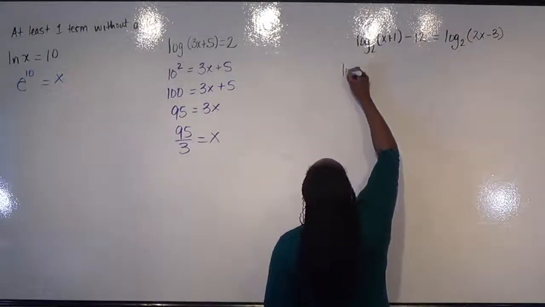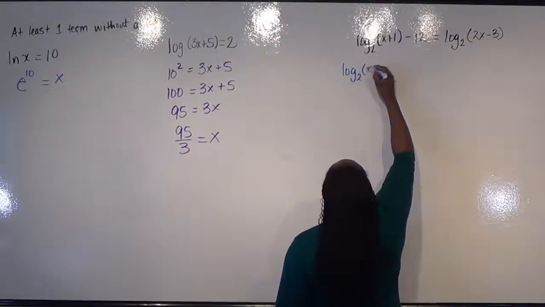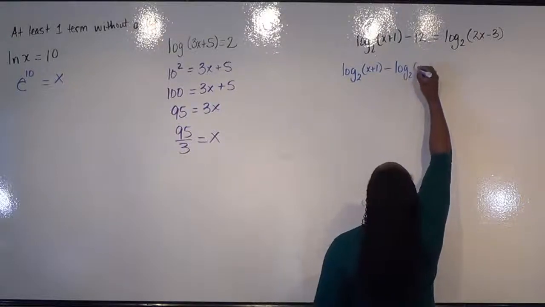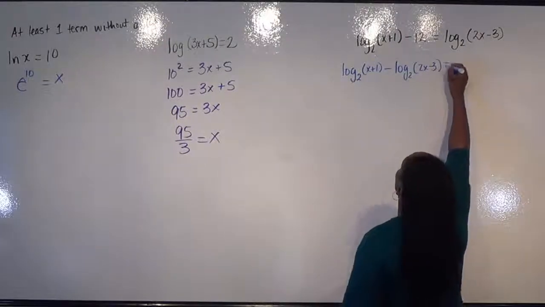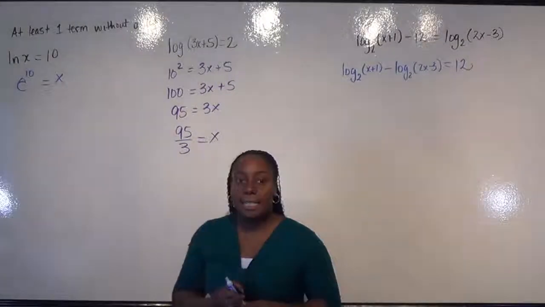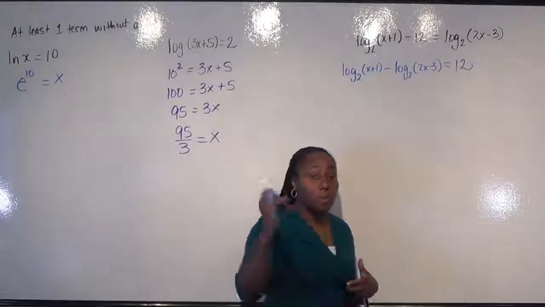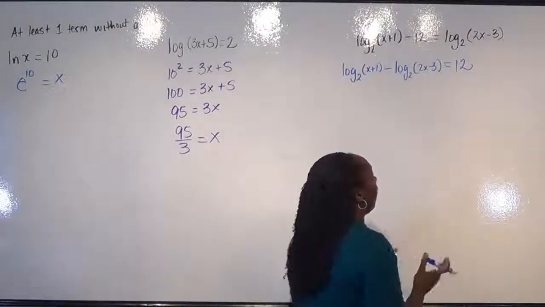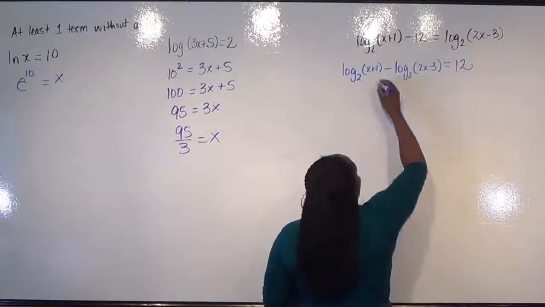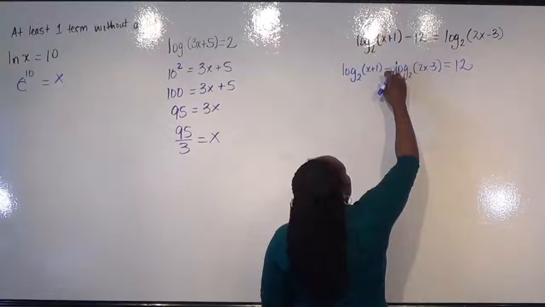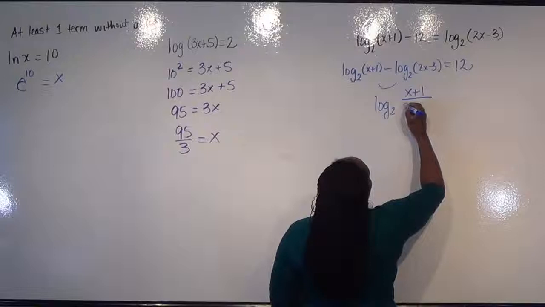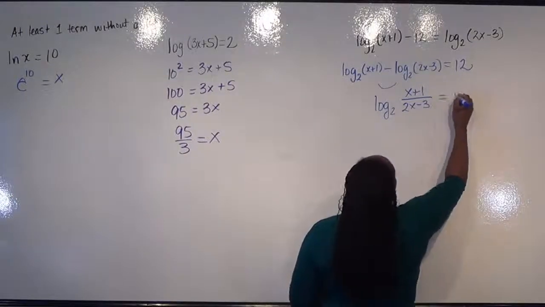So we're going to say log base 2 of x plus 1. We're going to move this other logarithm over, so log base 2 of 2x minus 3. And we're going to move the 12 to the other side. That just isolates that constant term so that we can do just like we did in the last two examples and simplify. Again, because I have more than one logarithm, I need to combine these. Because of the subtraction, this is going to be log base 2 of x plus 1 divided by 2x minus 3 equaling 12.